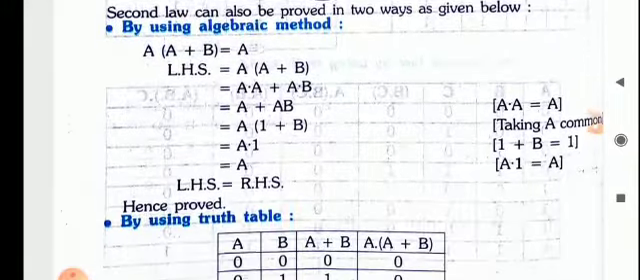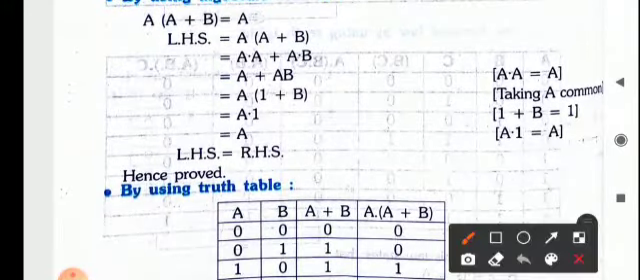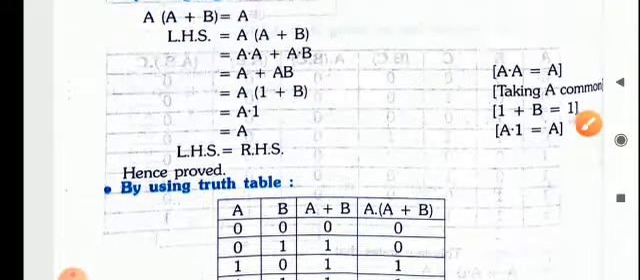Okay. Now in the same way you have another second law, proving A into (A plus B) equals A. So again A dot A can be written as A. You can see here. Now taking A common, then A(1 plus B) and so on. So both the left hand side and right hand side have been proved. This is how you can solve it.